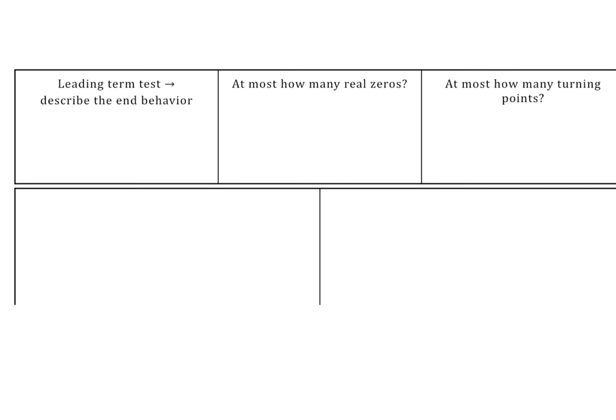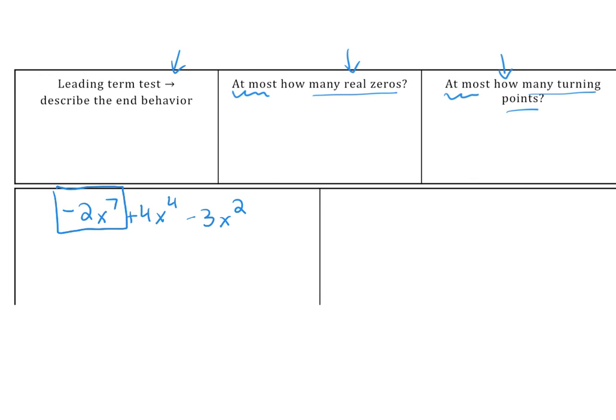Okay, so we've already talked about this. I'm going to give an example. Negative 2x to the 7th plus 4x to the 4th minus 3x squared. So can we answer these questions by simply looking right there? End behavior, how many real zeros, and how many turning points at most, meaning maximum amount.